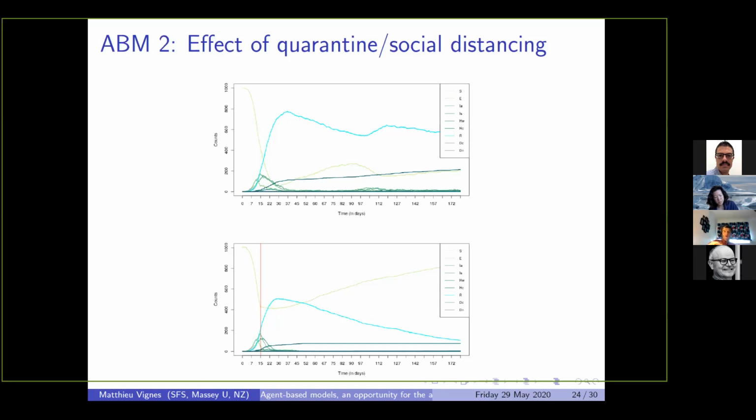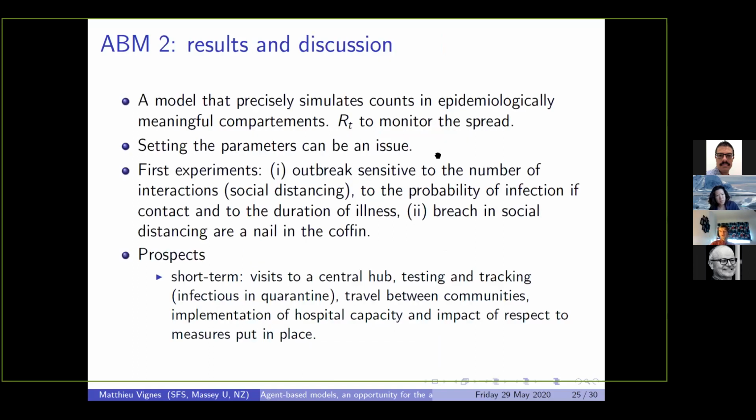The number of susceptible stops dropping almost immediately, and the number of recovered goes down as well. It doesn't pick up again. So that means there is no further infection after day 15. So yeah, I'm going to conclude on those. I have a model that simulates the counts. I insist on simulation in what I would call epidemiologically meaningful compartments. And I can use the reproductive number to monitor the spread. Setting the parameters was an issue, and that's what's going to come next for me.